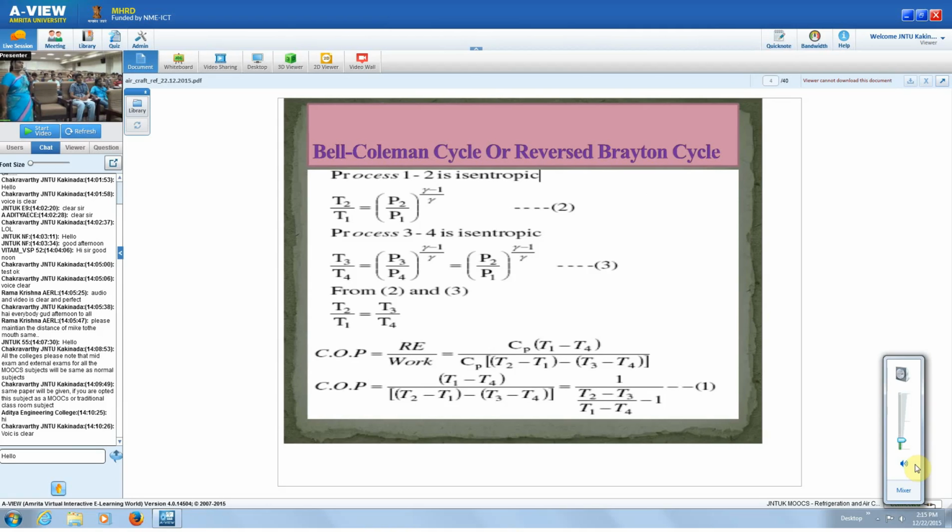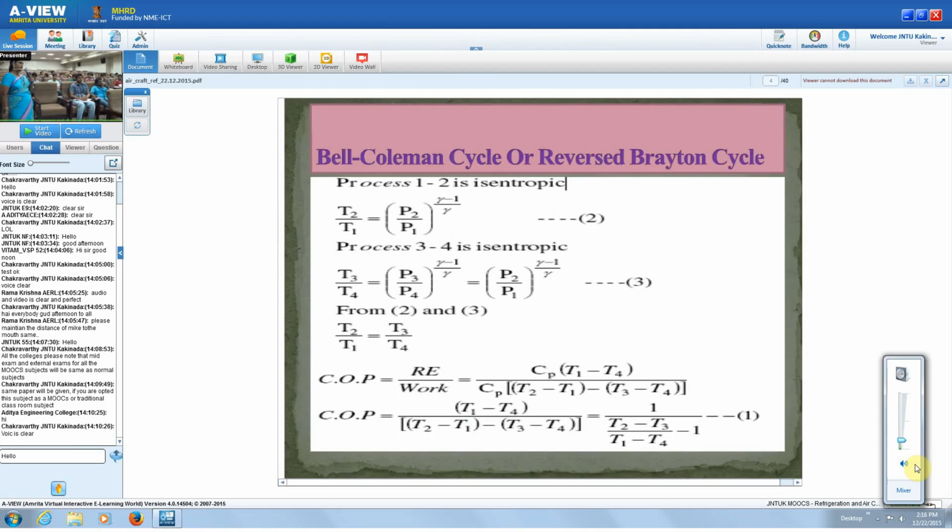So already we have seen that the compression process and the expansion process are assumed as isentropic. So here the maximum pressure is P2 and the minimum pressure required in the cabin is P1. So T2 by T1 is (P2 by P1) to the power of (gamma minus 1) by gamma. And also the process 3-4 is also an isentropic expansion process. So we can also write that T3 by T4 is equal to the maximum pressure by minimum pressure to the power of (gamma minus 1) by gamma.